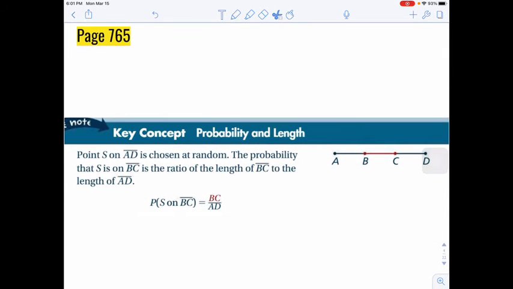On page 765, we also have point S on segment AD is chosen at random. The probability that S is on segment BC is the ratio of the length of segment BC to the length of segment AD. So we have the probability of S on segment BC is the length of BC divided by the length of AD.